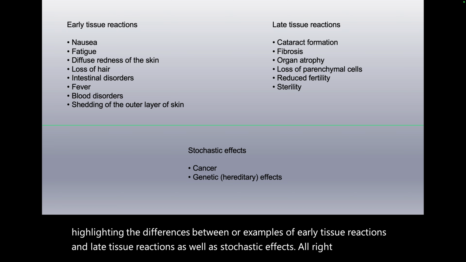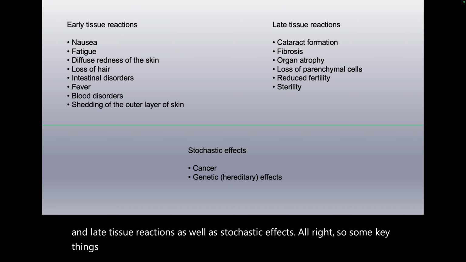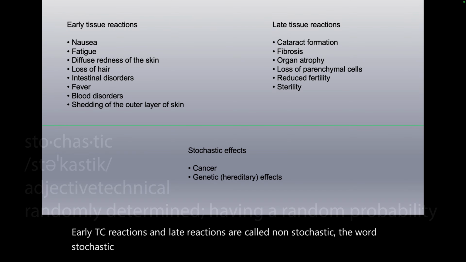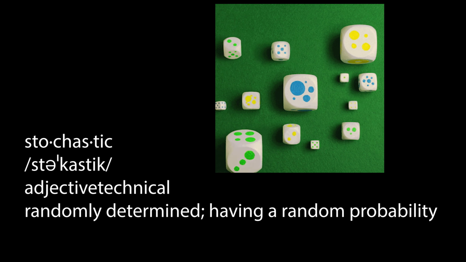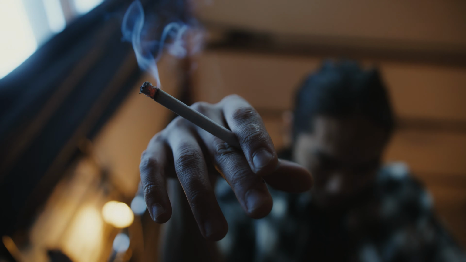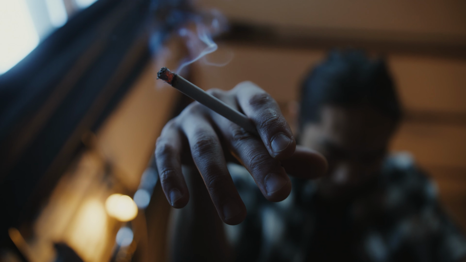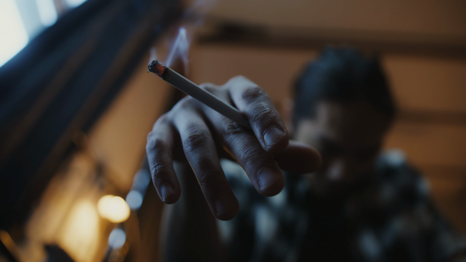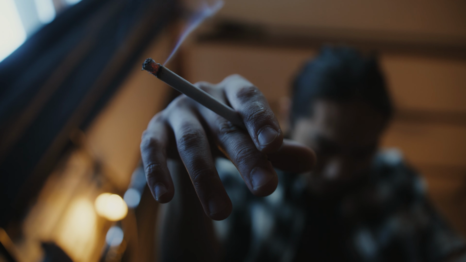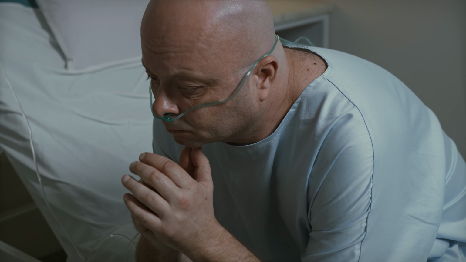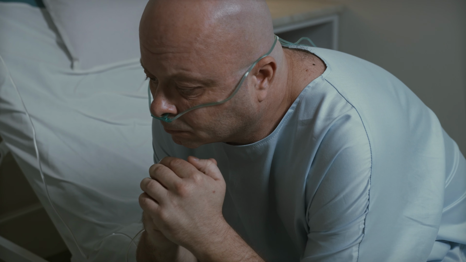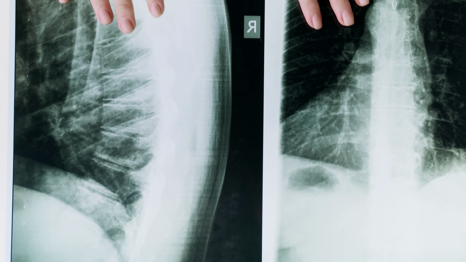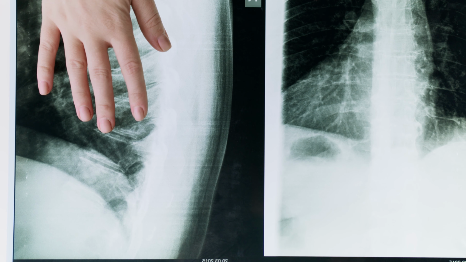All right, so some key things here. Early tissue reactions and late reactions are called non-stochastic. The word stochastic means random, something that can happen at any point. The example I like to use is if someone who's a smoker might never get cancer, and then someone who's exposed to secondhand smoke, they might get cancer. So we like to say that cancer is a random effect, right? The likelihood of getting cancer increases with the lifestyle, and or in this case, exposure to radiation. But cancer is a random effect, or we call that stochastic.